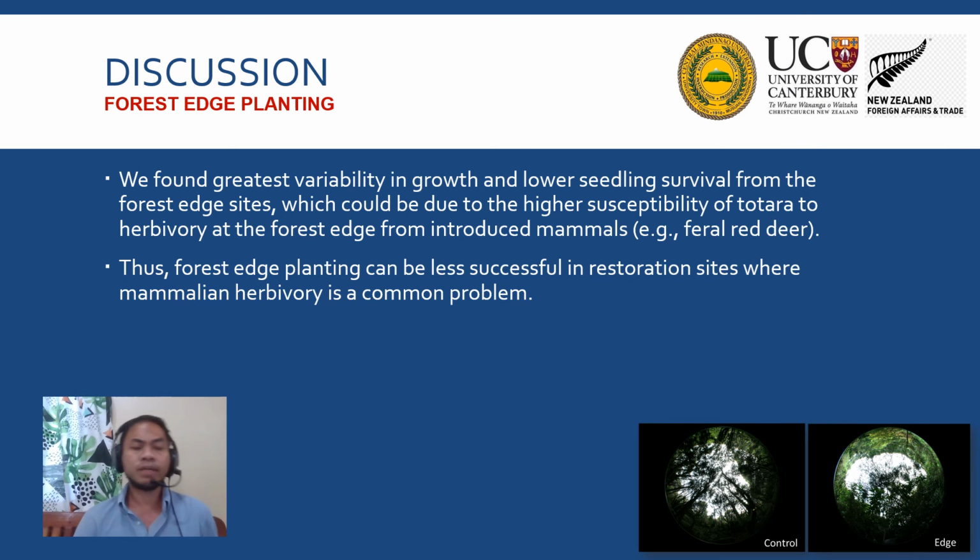For the forest edge planting treatment, we found the greatest variability in growth and lower seedling survival at the forest edge sites, which could be due to the higher susceptibility of the planted Totara seedlings to herbivory from introduced mammals. Herbivory by ungulates or introduced mammals is widespread in New Zealand. Thus, forest edge planting can be less successful in restoration sites where mammalian herbivory is a common problem.